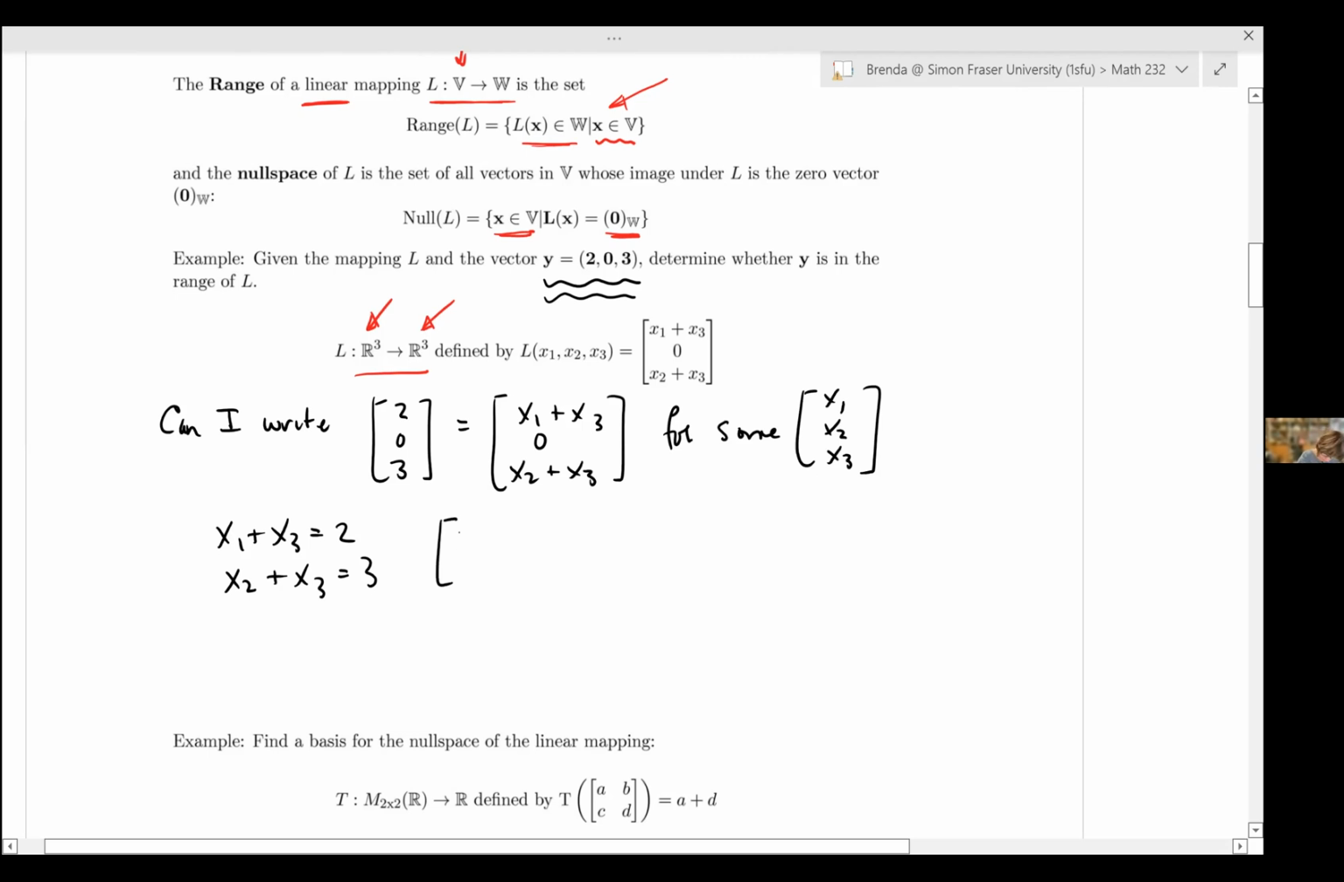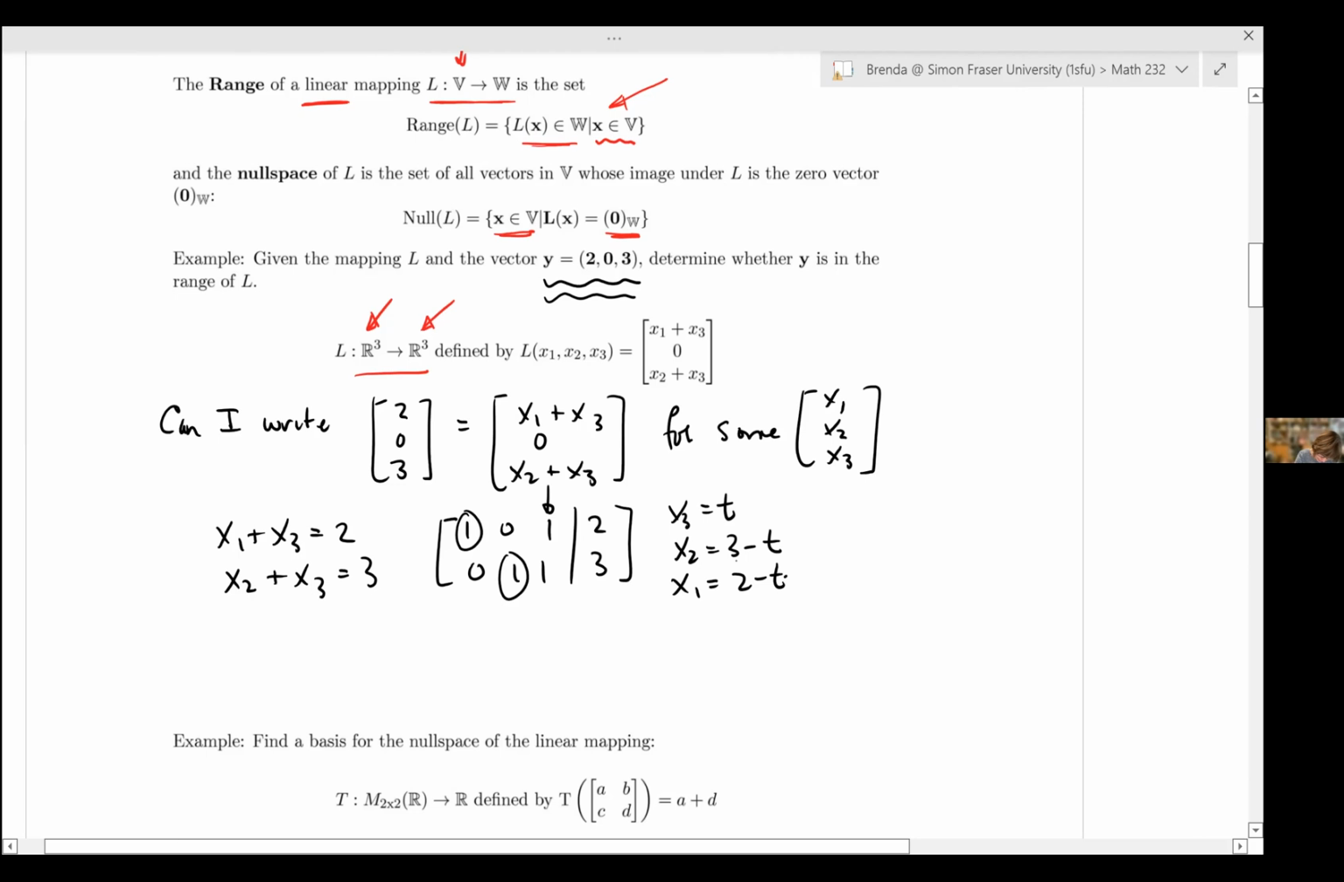So I'm going to set up a little linear system here. I don't have to do anything to read off the solution here. We've got 2 leading variables, and we've got no leading variable here. x3 is free, x2 is 3 minus t, and x1 is 2 minus t.